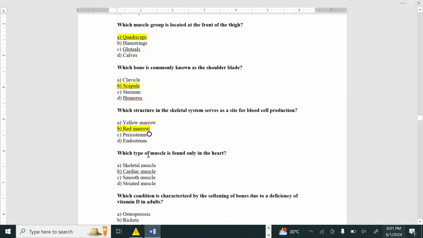The next MCQ is: which type of muscle is found only in the heart? A. Skeletal muscle, B. Cardiac muscle, C. Smooth muscle, D. Striated muscle. So the correct option is B.